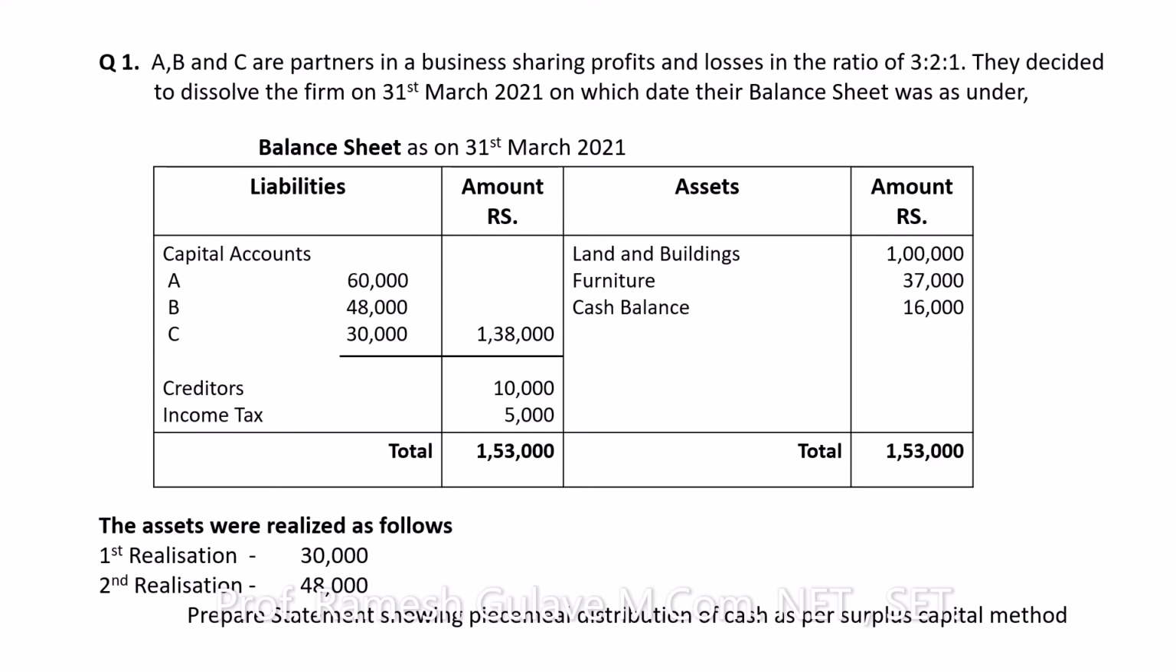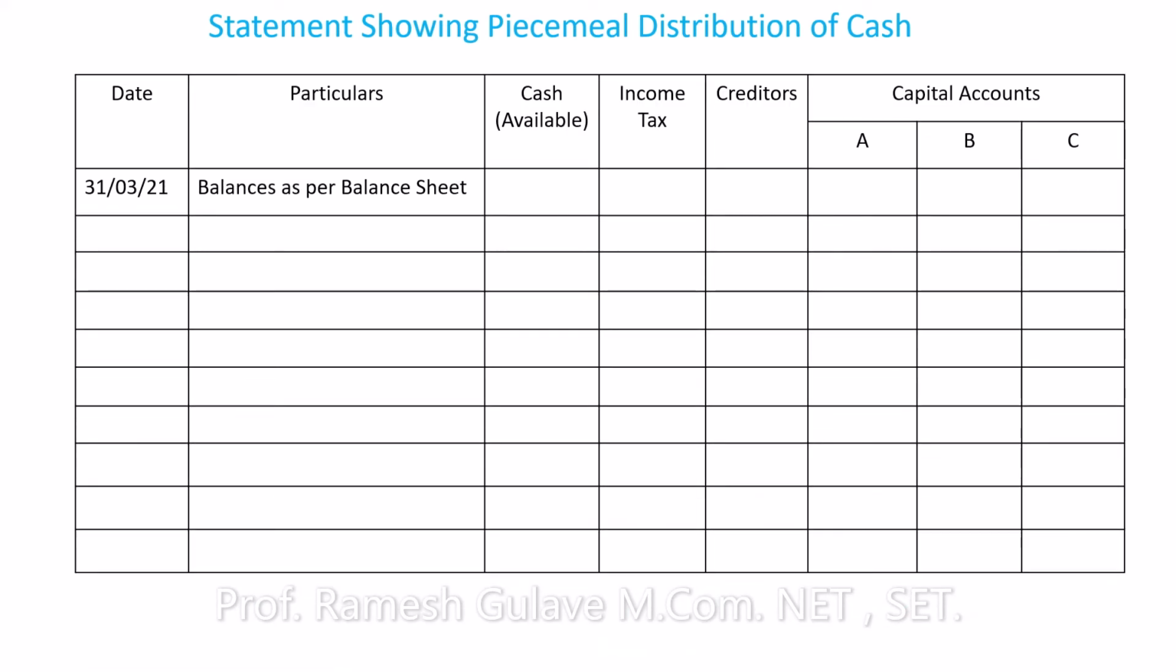So now we are going to prepare a statement showing piecemeal distribution of cash. Here you can see the format of the statement showing piecemeal distribution of cash. So here, as we have discussed, we have to pay income tax and creditors only. Because of that, we have two columns for those third party liabilities. But students, just first try to understand how this statement is prepared.